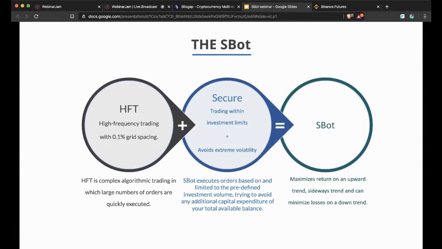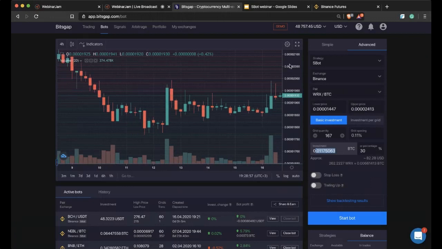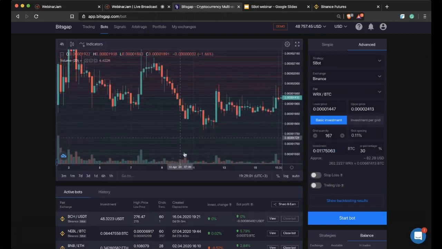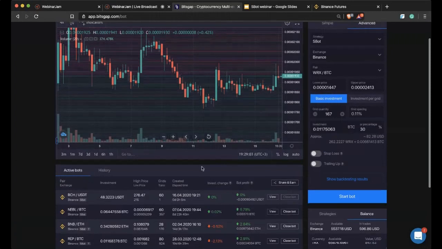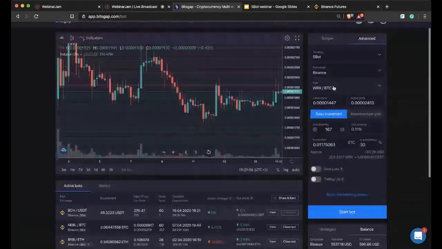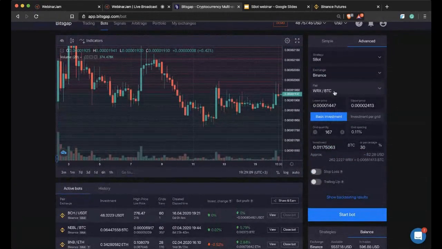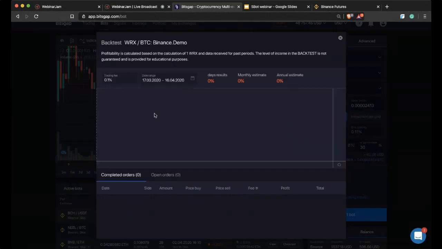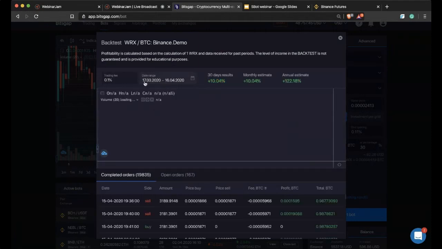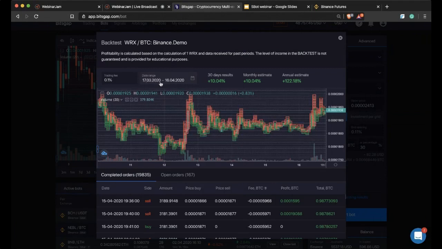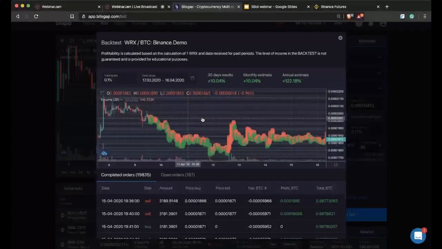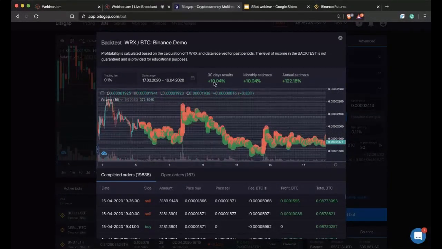So let's move on. I will show you some other things. But before we jump to the S-bot, I will show you how you can check the backtest results right here on the Bitsgap platform. Let's say you are interested in VRX trading to BTC. All you need to do is open the advanced section and then go to show backtesting results. And here you can see that for the last 1 month, starting from the 17th of March, the bot has generated around 10.04%.